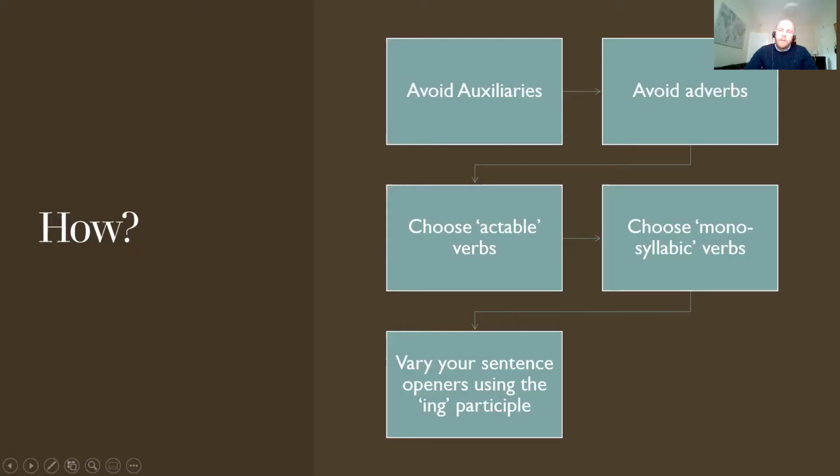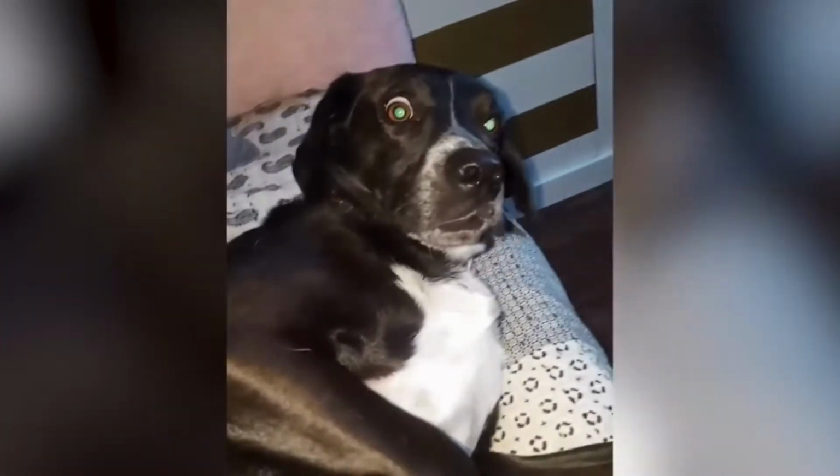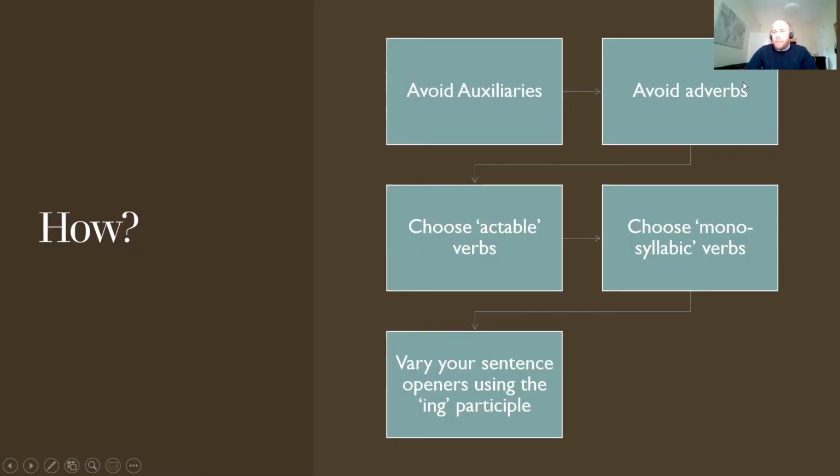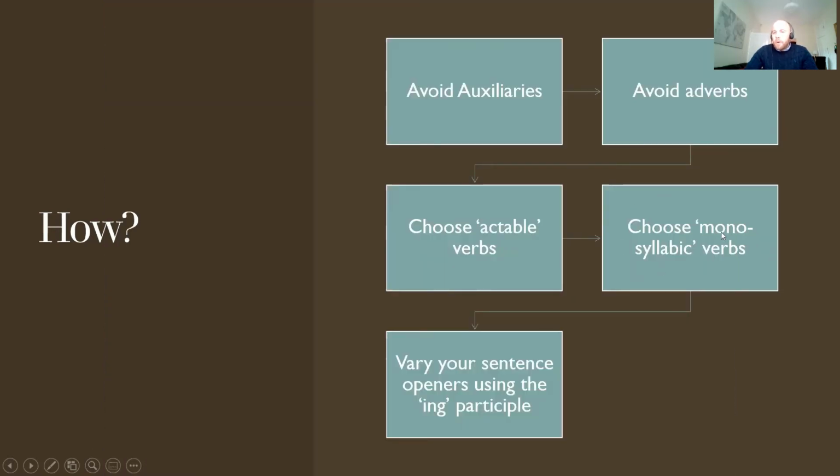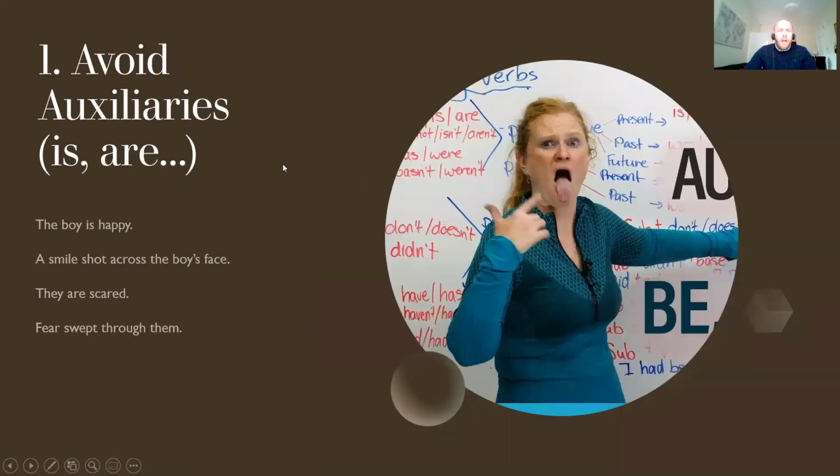Okay, so I'm going to teach you about dynamic verbs in 5 steps. First of all, I'm going to be talking about avoiding auxiliaries. More about that in a second. Then a little bit about adverbs, then something about actable verbs, which is just the name I give to dynamic verbs. Something about monosyllabic verbs, and I'm going to encourage you to vary your sentence openers using this little thing called an ing participle. Let's go.